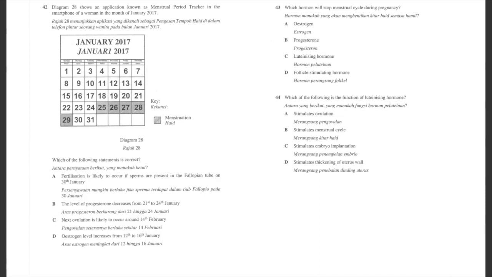Okay, 44. Which of the following is the function of LH? So jawapan dia adalah A. Okay, stimulate ovulation. Okay, ovulation is a process where the ovum will be released.